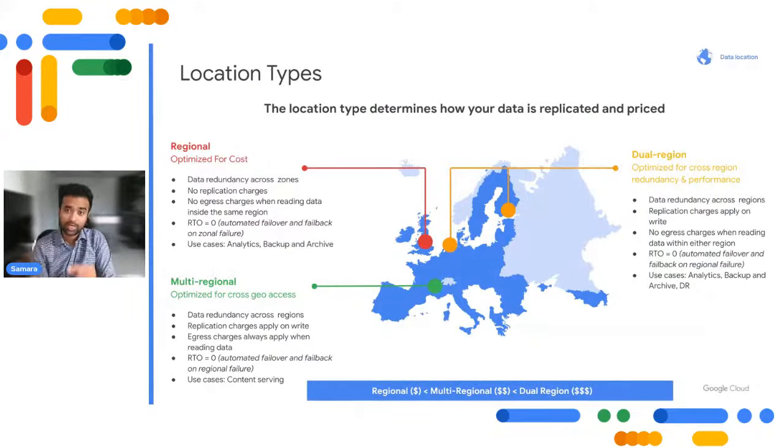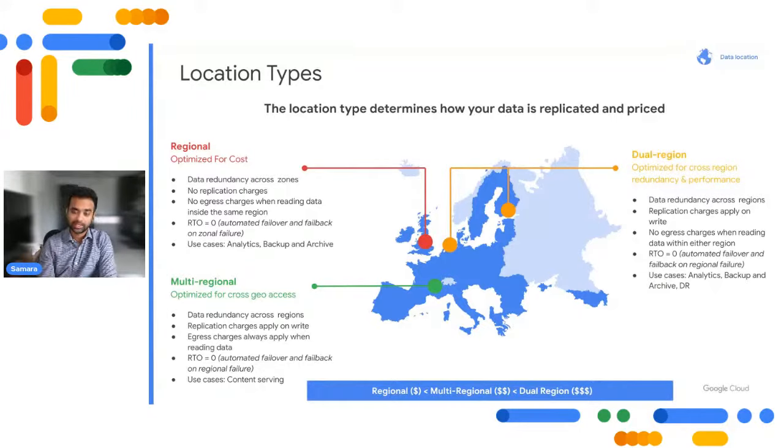I will talk about how you would go about choosing a location type that best suits your application in a few seconds. But before that, let's see what are the different location types that GCS offers. So there are essentially three location types that you can choose from.